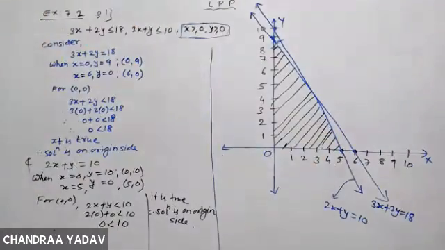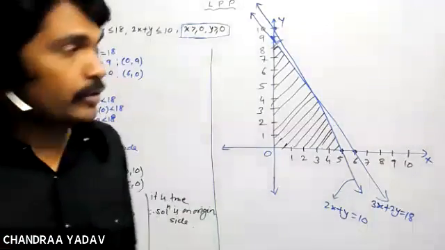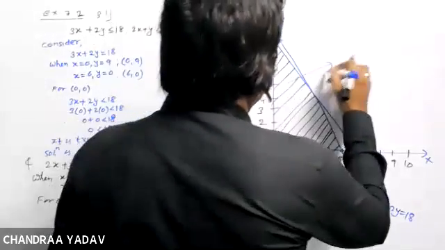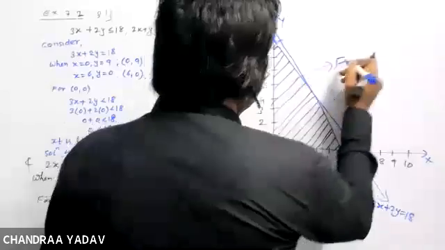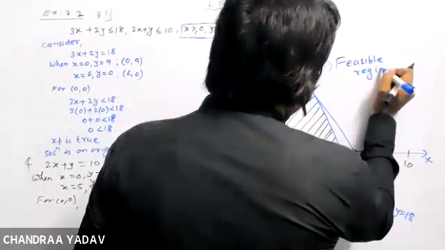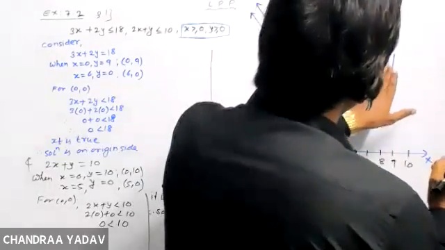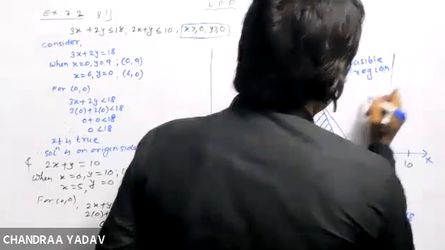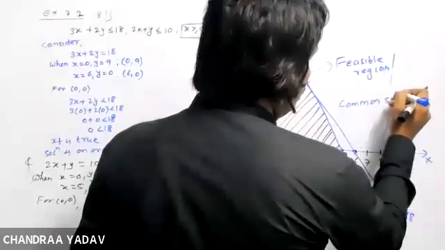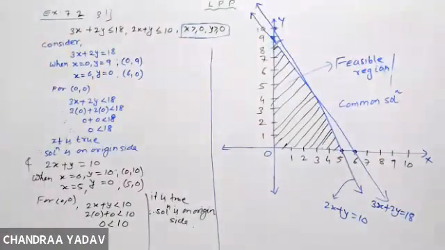Is it clear? Please feel free to ask if there is any minor doubt, because only in this we sometimes make mistakes while finding the common solution or feasible region. So this whole shaded portion is known as the feasible region, or you can say, common solution. Is it clear?